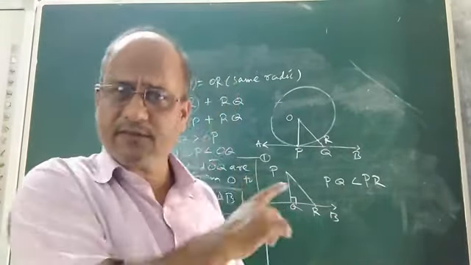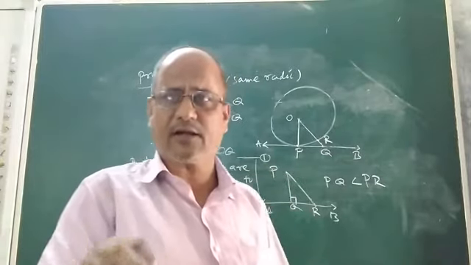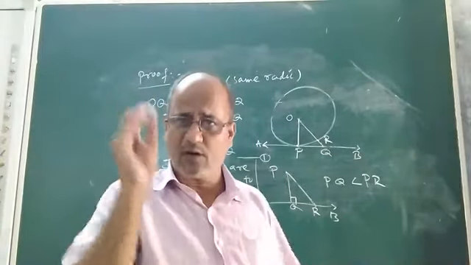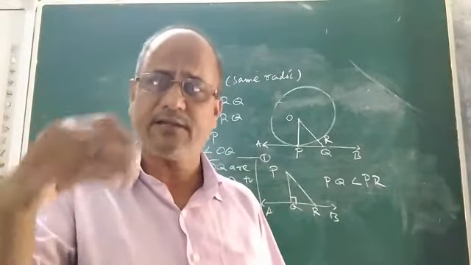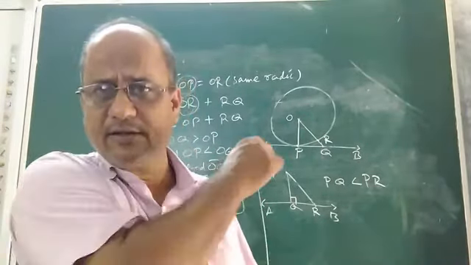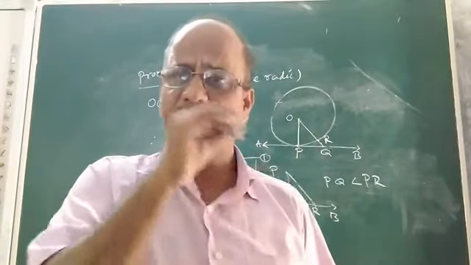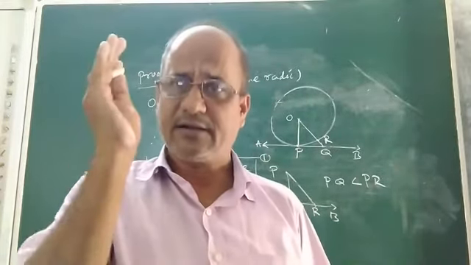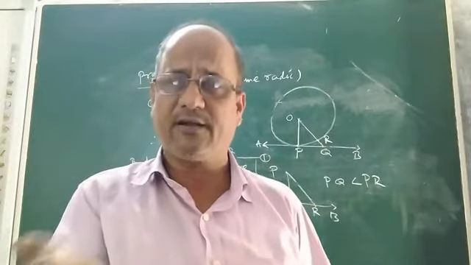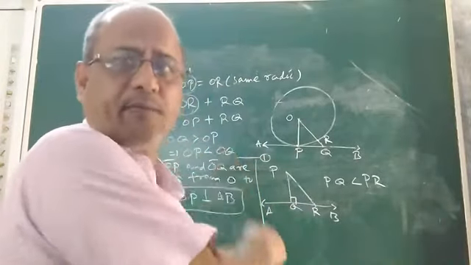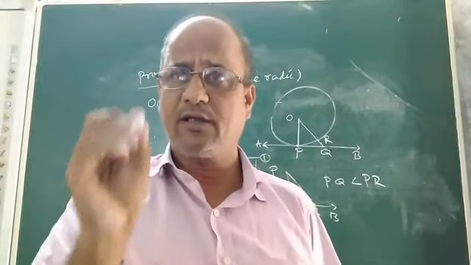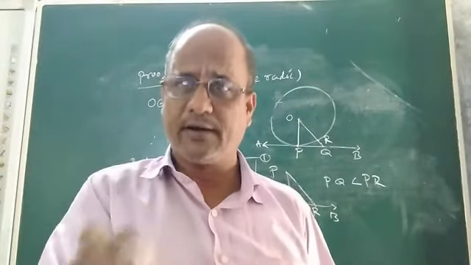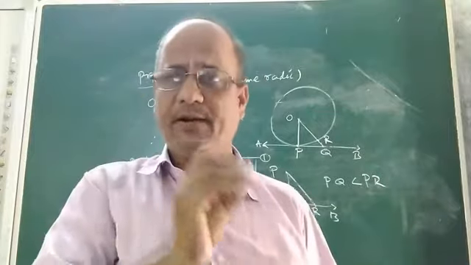The converse of this theorem, we shall discuss in another class. Children, I hope whatever I discussed in this class about secant, tangent, what is secant, what is tangent, and one of the important properties of tangent, that if a tangent is drawn to a circle, through the point of contact it will be perpendicular to the radius.